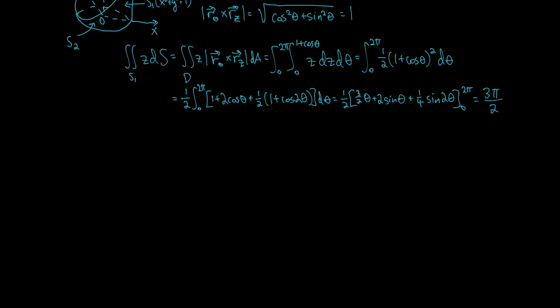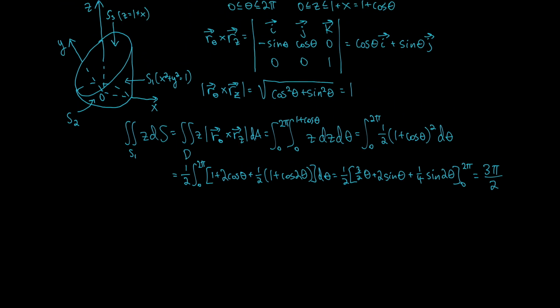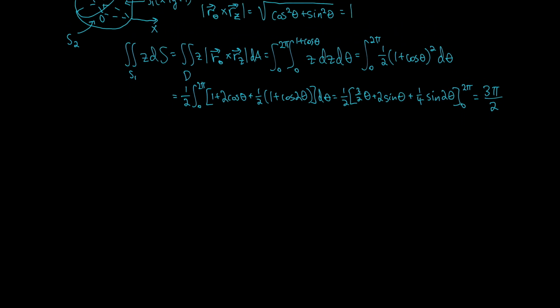So this means that that's our surface integral over S1. Notice that the surface integral over S2 just has z equal to 0 the entire time. So that's a really easy surface integral to compute: the surface integral of z dS over S2 is the surface integral of 0 dS over S2, which is 0. So now we just need our last surface integral.